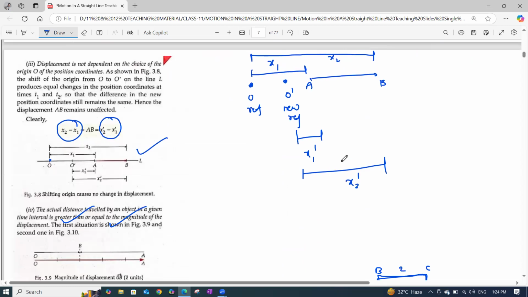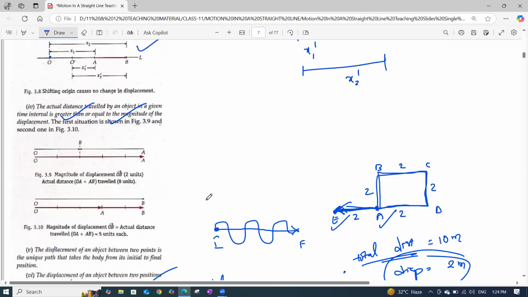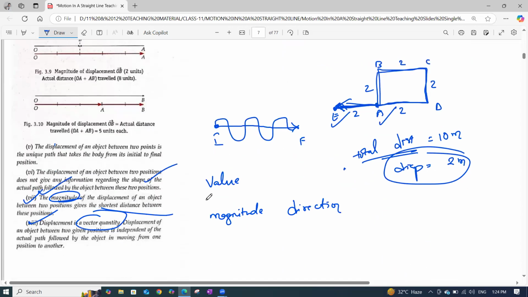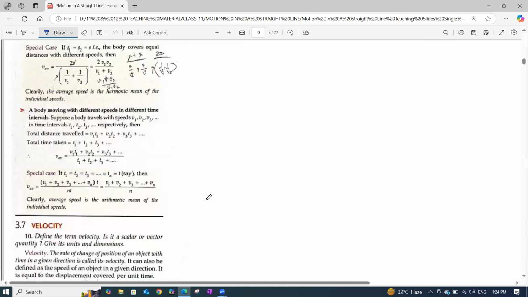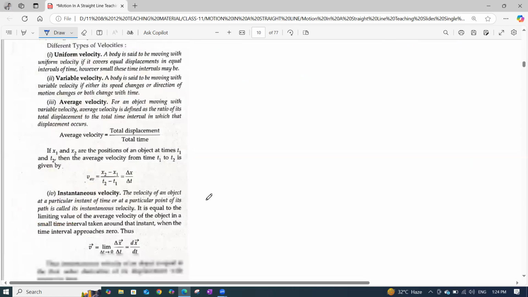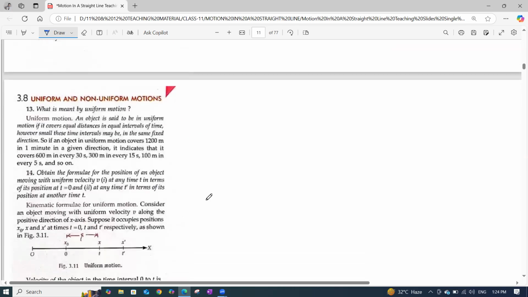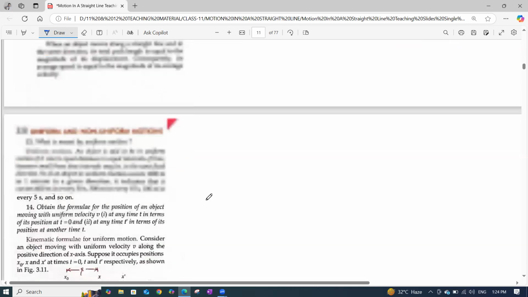These are the introduction concepts, and this PDF also will be available in the description link. You can download this PDF for your further reference. And then in the next class, we are going to see speed, types of speed, and formulas, velocity, different types of velocities, and uniform and non-uniform motion. We are going to cover these concepts in our next lecture.